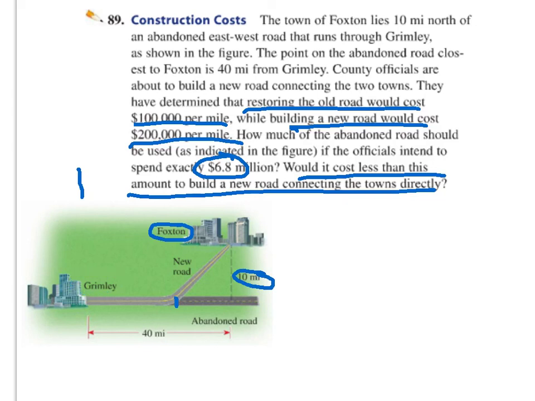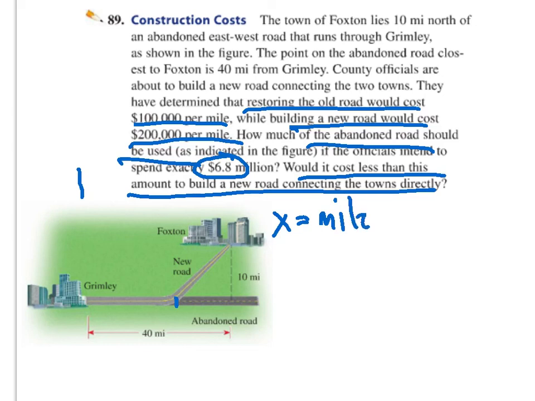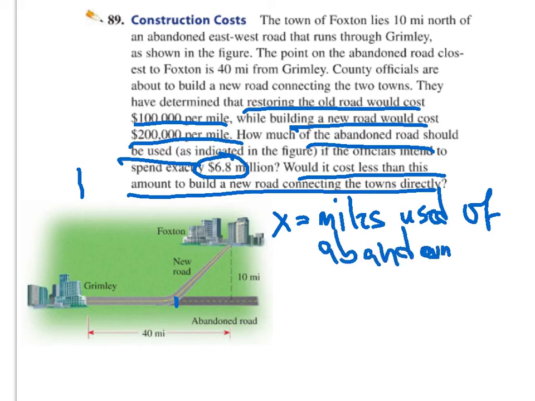But for now, we want to first of all quantify our variable. We want to know how much of the abandoned road should be used. So let x equal the miles used on the abandoned road. Once we know that, we'll have the answer to our question. X is the number of miles used of the abandoned road.